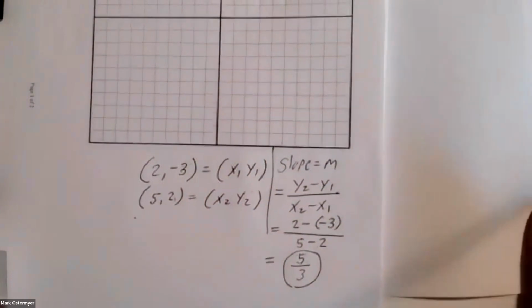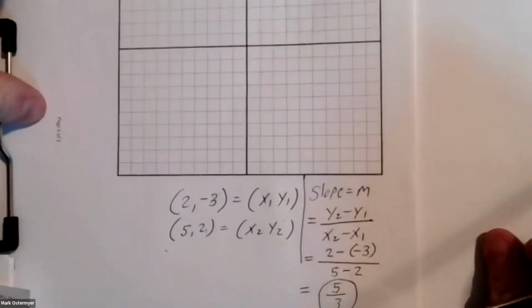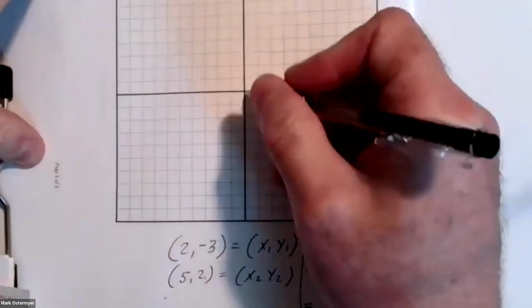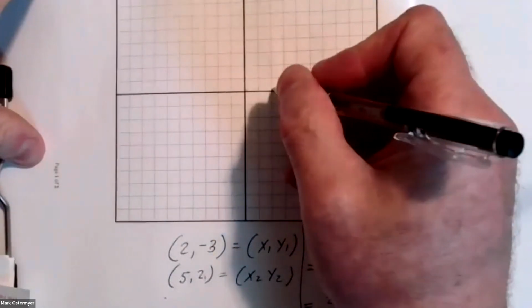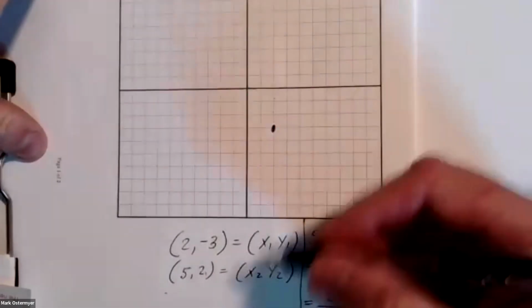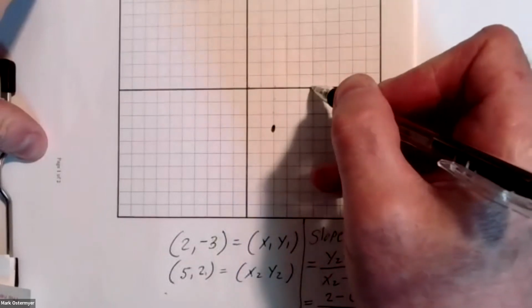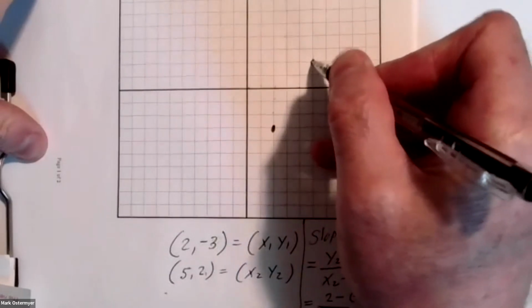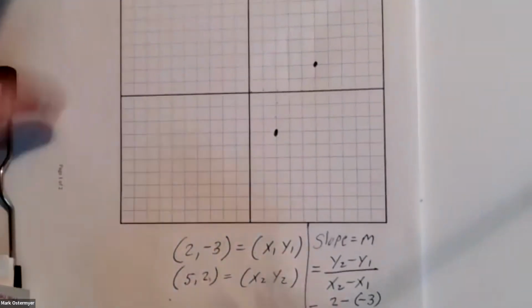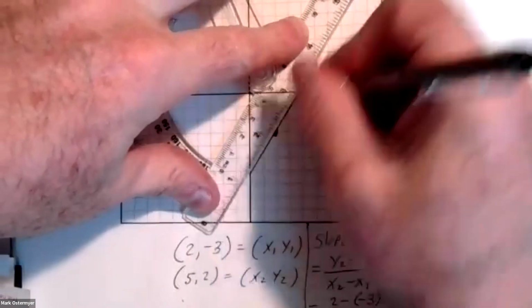Now what I'm going to do is plot these points in the XY plane. So I'm going to plot 2, -3. Start at the origin, go 2 to the right, and then down 3, -1, -2, -3. I'm going to plot 5, 2, starting at the origin, go 5 to the right, 1, 2, 3, 4, 5, and then up 1, 2. Take a ruler, put a line through those points, and you have the graph of that line that contains those 2 points there.